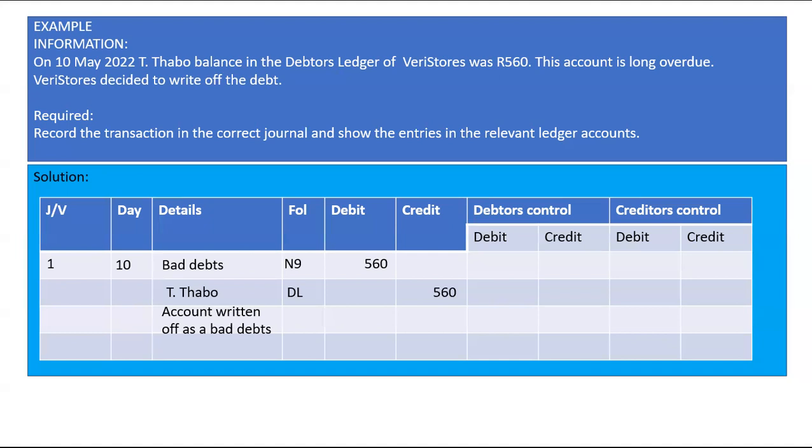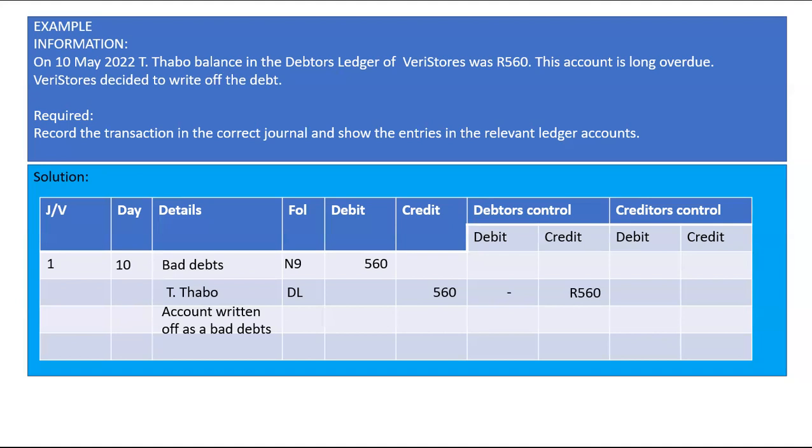But this also affects our debtors control. What's going to happen to our debtors control? It is going to decrease, and it will decrease by 560. And when debtors control decreases, it decreases on the credit side. Someone might say, but why is it that bad debts is not recorded under debtors control? Bad debts is an expense.